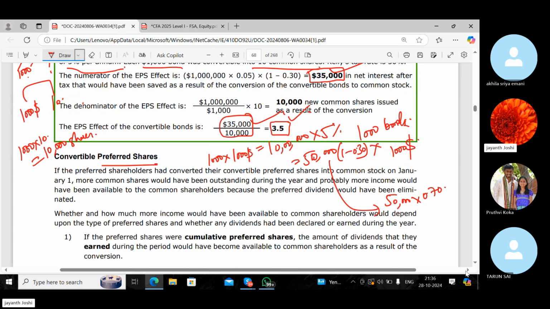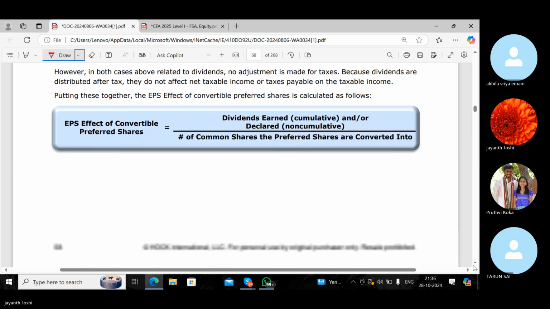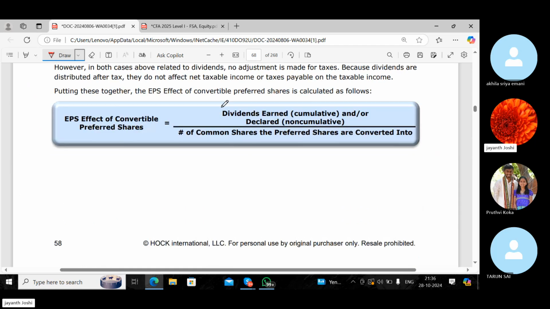Convertible preference shares. So the EPS effect: the preference shares would be converted into equity, and the preference shareholders will not be getting the dividends they are supposed to get, whether cumulative or non-cumulative. Cumulative are always presumed to be earned, and non-cumulative are only given when declared. So they won't be getting this. Now this would be given to the equity shareholders.